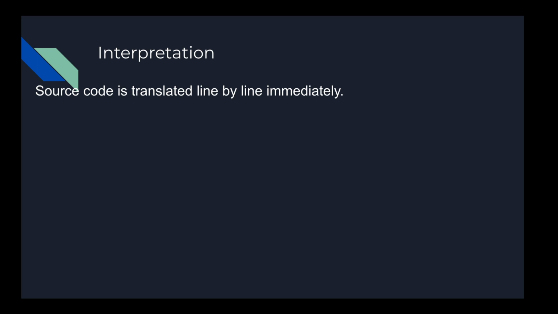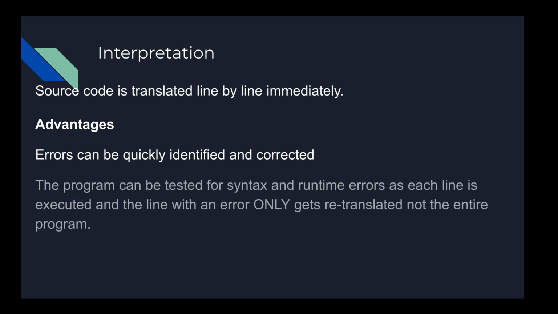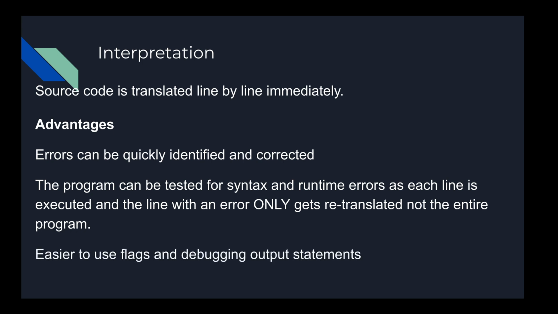Interpreters, source code is translated line by line immediately. Advantage here, errors can be quickly identified and corrected, and the program can be tested for syntax and runtime errors as each line is executed, and the line with the error only gets retranslated, not the entire program. It's easy to use flags, which is a way of testing later code, and it's also really easy to debug output statements. An example of an interpreted language is JavaScript.